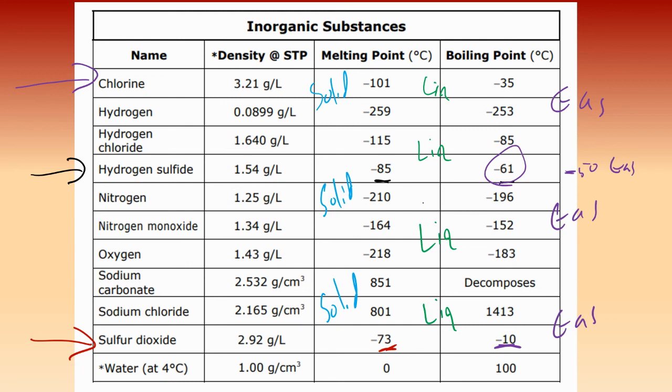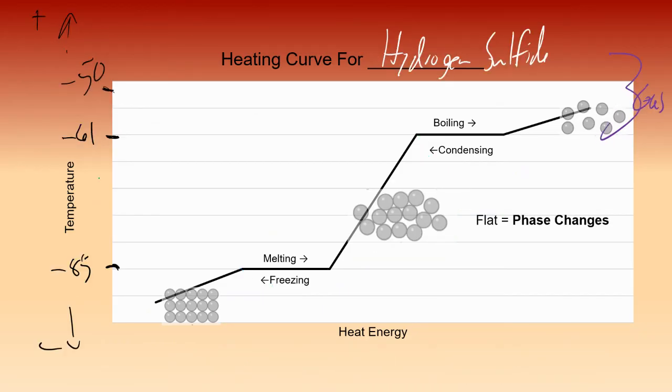If we said negative 70 for hydrogen sulfide, it would fall in here between negative 85 and negative 61. So that would fall in here, which would fall into that liquid area.